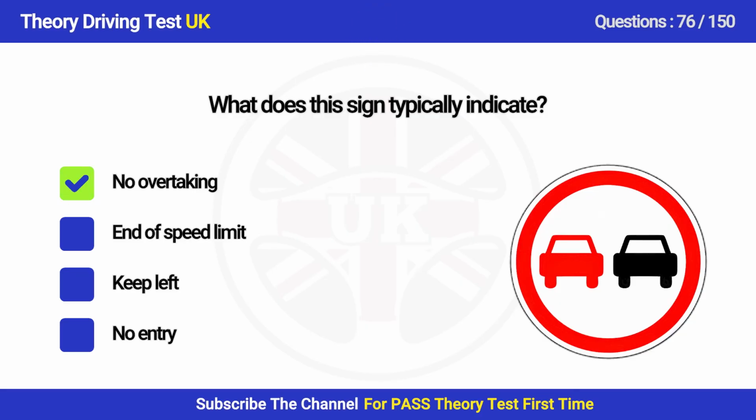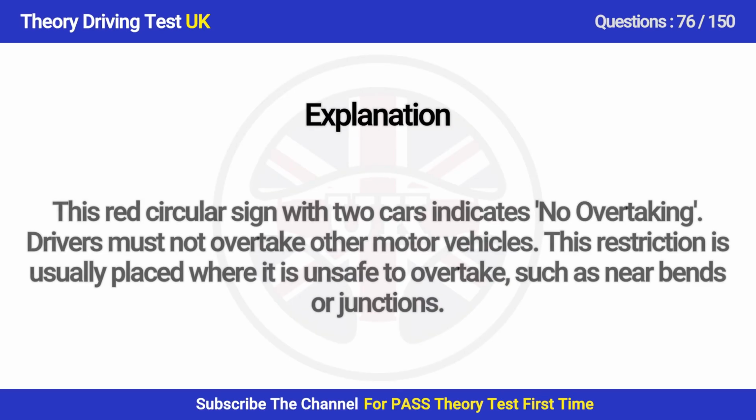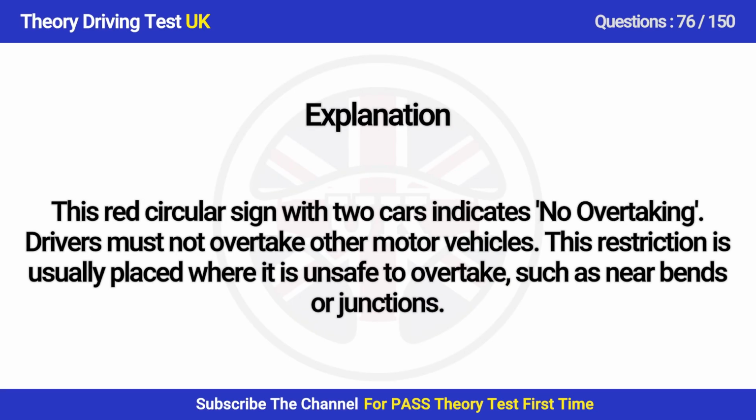Answer is A. No overtaking. This red circular sign with two cars indicates no overtaking. Drivers must not overtake other motor vehicles. This restriction is usually placed where it is unsafe to overtake, such as near bends or junctions.